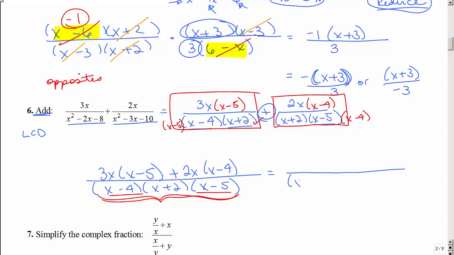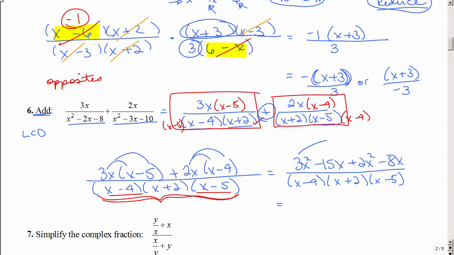Okay, so at this point I'm going to keep this big old ugly denominator. Please do not multiply all that out, not necessary. But I do need to distribute the top part. And then I'm going to collect like terms on top. So I have 5x squared minus 23x over that very, very ugly denominator.